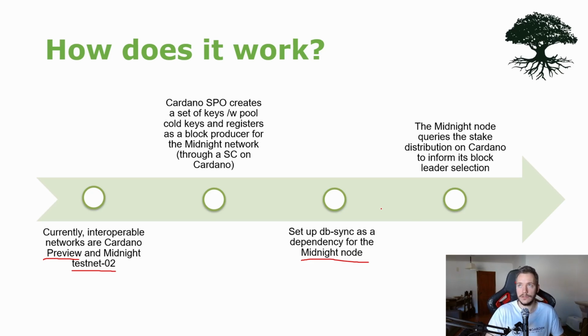I said only stake distribution. I guess it's also querying the registration things related to the Midnight smart contract on Cardano, like the registration and stuff. I'm guessing, but I don't know because the node is closed source, so I can't really know. Well, maybe I can look at the logs, but it's very hard. And finally, the Midnight node queries the stake distribution on Cardano to inform its block selection.